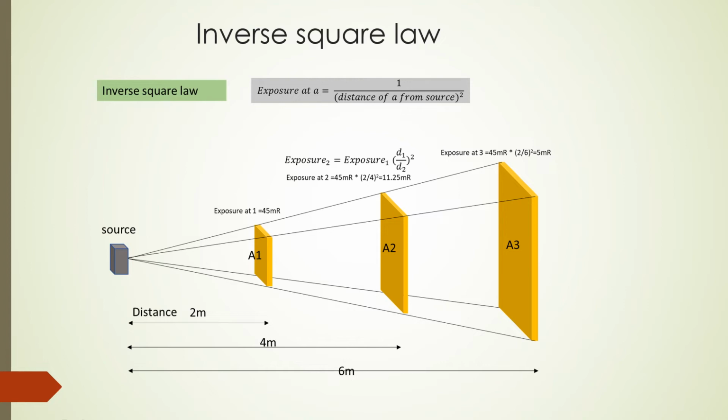If you double distance from the source, the intensity is decreased by a factor of 4, and if you triple distance from the source, intensity is decreased by a factor of 9. If distance is quadrupled, intensity is decreased by a factor of 16 and so on.